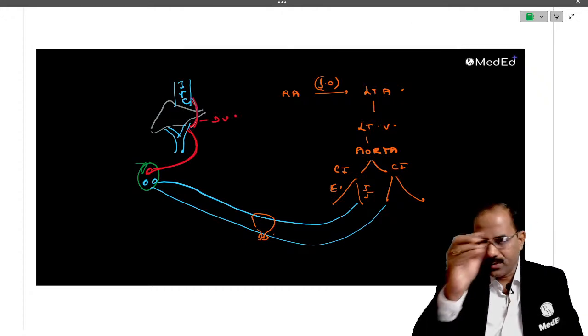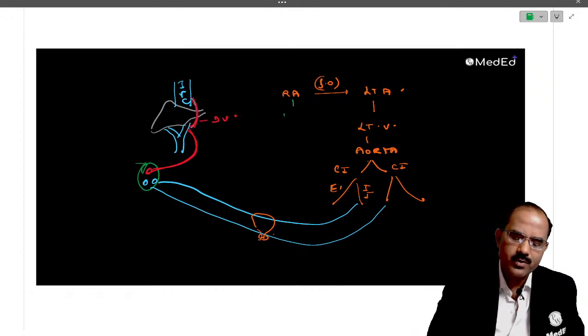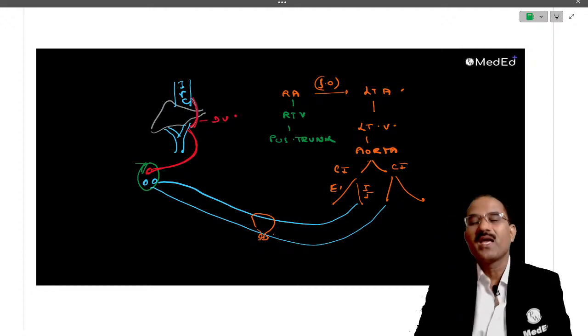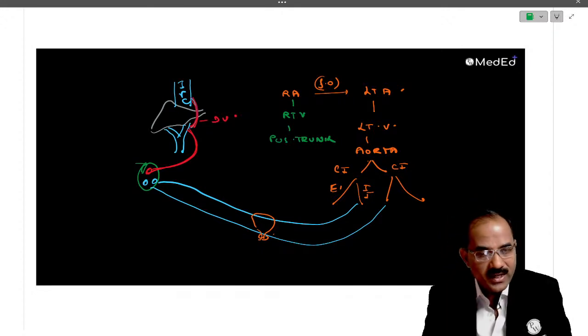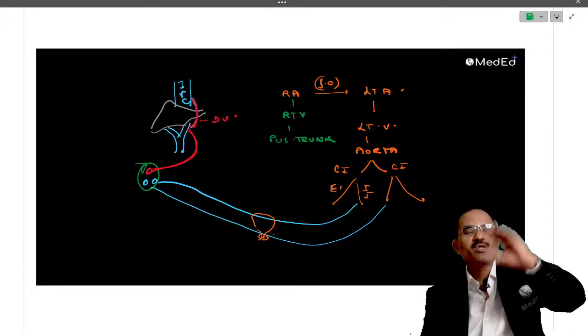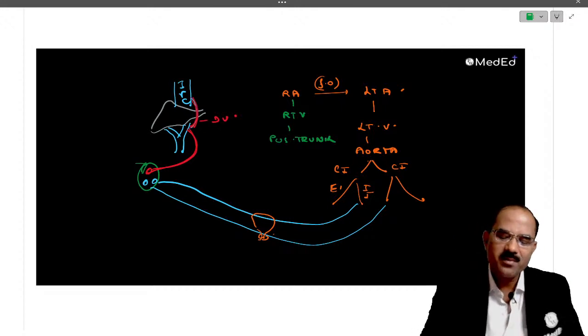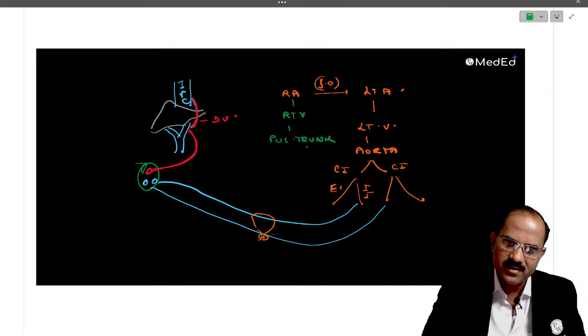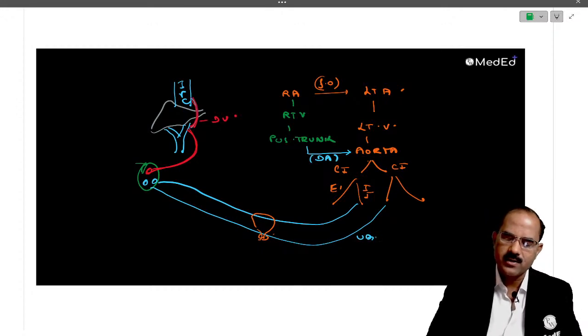Now, suppose from the right atrium the blood goes to the right ventricle, from the right ventricle to the pulmonary trunk, and from the pulmonary trunk to the lungs, right? But the lungs are not functioning, so the blood should not go to the lungs. Now, my dear children, there's a bypass from the pulmonary artery to the aorta. And this is what we call the ductus arteriosus.